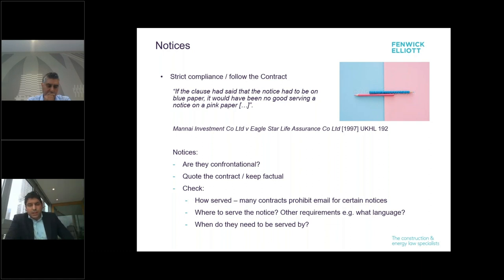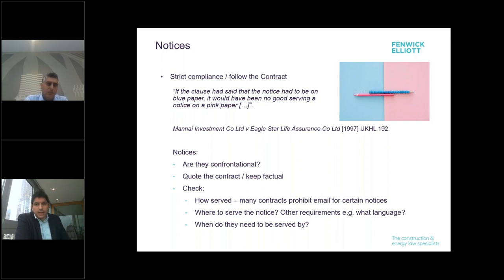Often people resist putting them in, they can be seen as being confrontational, but if the contract requires it, particularly if you've got time bars, it can only count against you if you don't, particularly on the likes of the waiver provisions that Jatinder mentioned. Again, for notices, the best notices are just factual, copying and pasting what the contract says and keeping it factual. They don't have to be emotive in any shape or form.